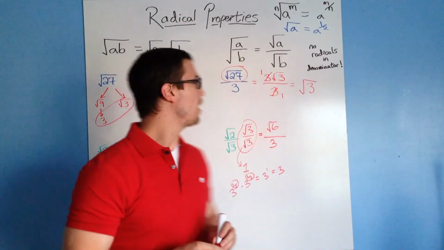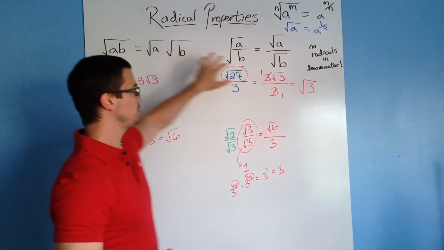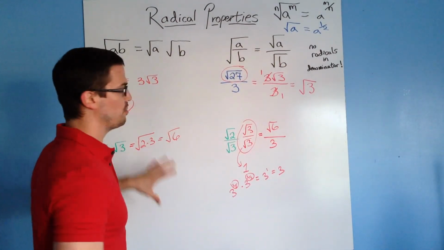So those are the radical properties for multiplication and for division, and then I worked out a couple examples.